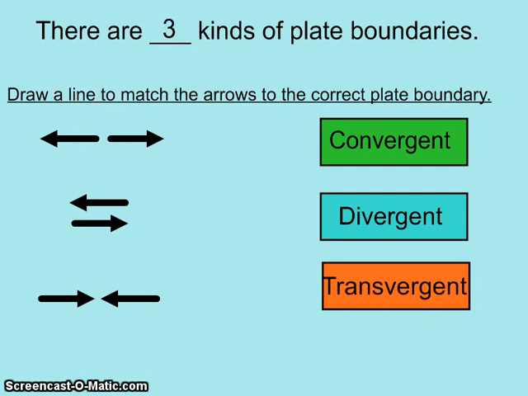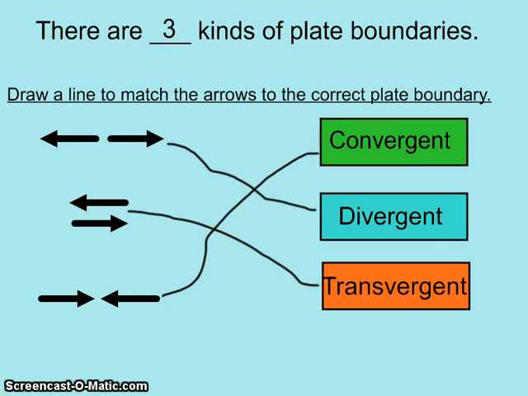When two arrows are moving apart from each other, what kind of plate boundary do we have? If you said divergent, you would be correct. When two arrows are sliding past one another, what kind of plate boundary do we have here? If you said transvergent, you would be correct. And if we have two arrows that are pointing towards each other, what kind of plate boundary do we have? If you said convergent, that is correct.